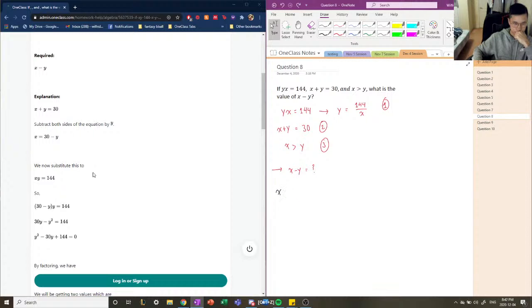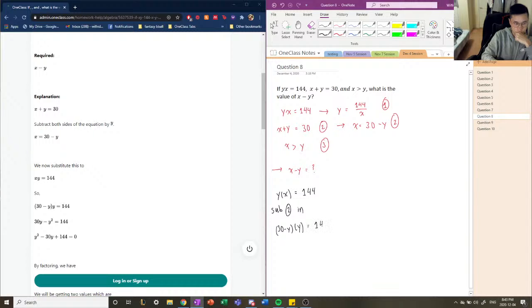Okay, so we have y times x equals 144. What we're going to do is isolate for x here. So x equals 30 minus y, right? So we're going to sub in 2 here. So sub 2 in, and we get 30 minus y, times y, equals 144.